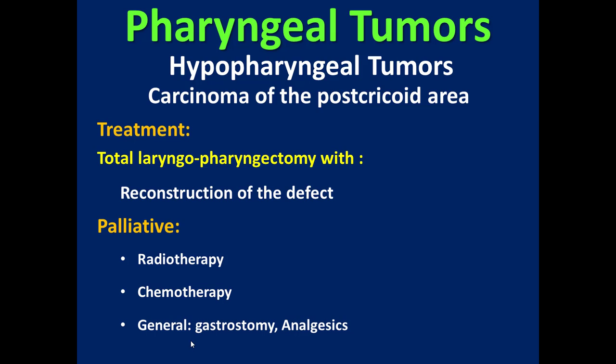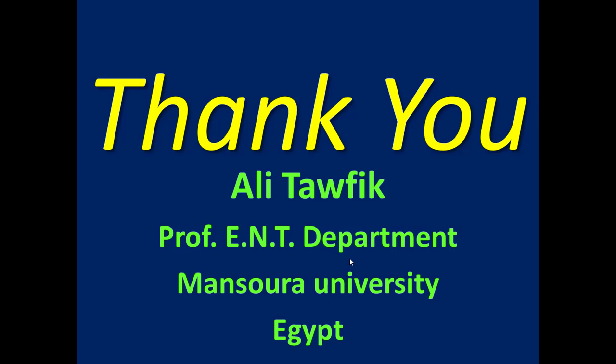The treatment of postcricoid carcinoma is total laryngopharyngectomy with reconstruction of the defect. In advanced cases, you need palliative treatment, which is radiotherapy and chemotherapy, and in general, you sometimes need gastrostomy for feeding and analgesia to relieve the pain. Thank you for your attention.